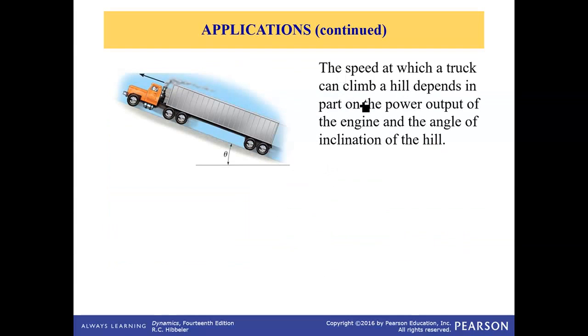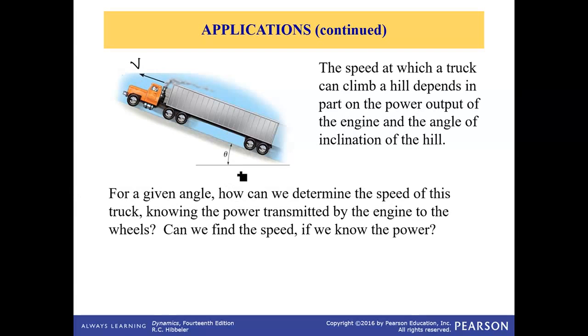Second application: the speed at which a truck can climb a hill depends in part on the power output of the engine and the angle of inclination. As the angle of inclination increases, the speed at which the truck can climb that hill decreases. For a given angle, how can we determine the speed of this truck knowing the power transmitted by the engine to the wheels? Can we find the speed if we know the power? Yes, because power is F dot v. So if we know power, we can calculate speed if we know the weight of the truck and the friction force or the traction force that the engine applies on the ground.